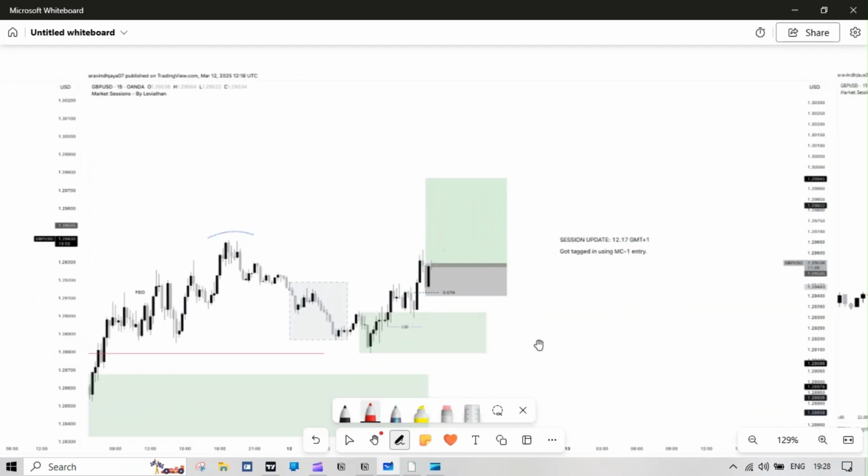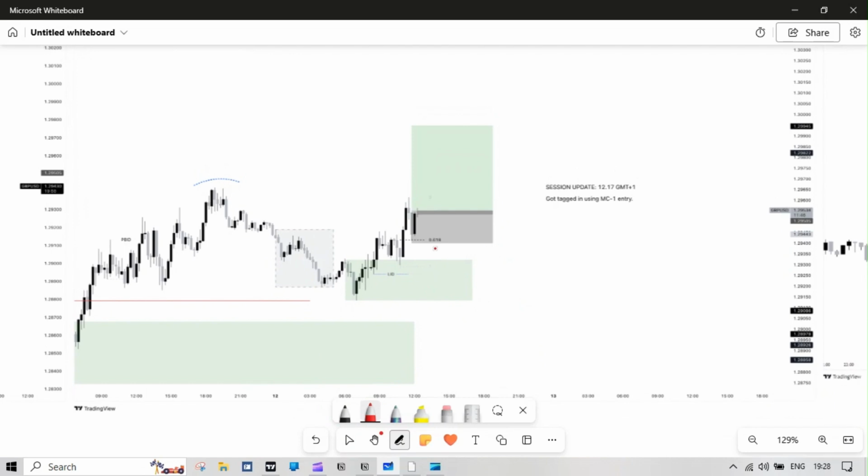So initially I expected the price to take out this low. If the price had taken out this low, then that would be very high probability for me. But the price just mitigated the demand zone and then pushed up. So all I can do is look for a confirmation entry. From here to here, this is the 618 point. So if the price mitigates the 618 level, I'll be placing my stop order.